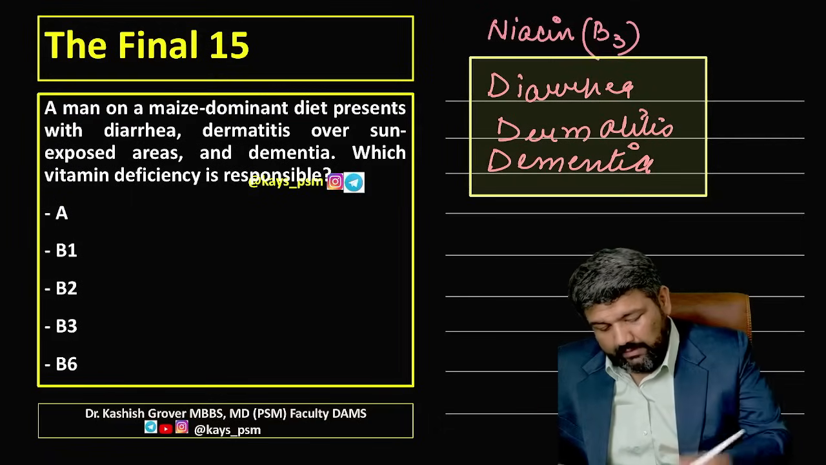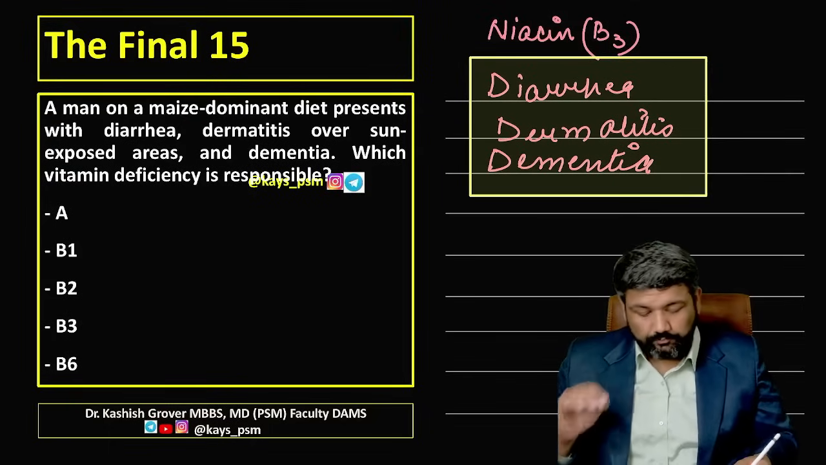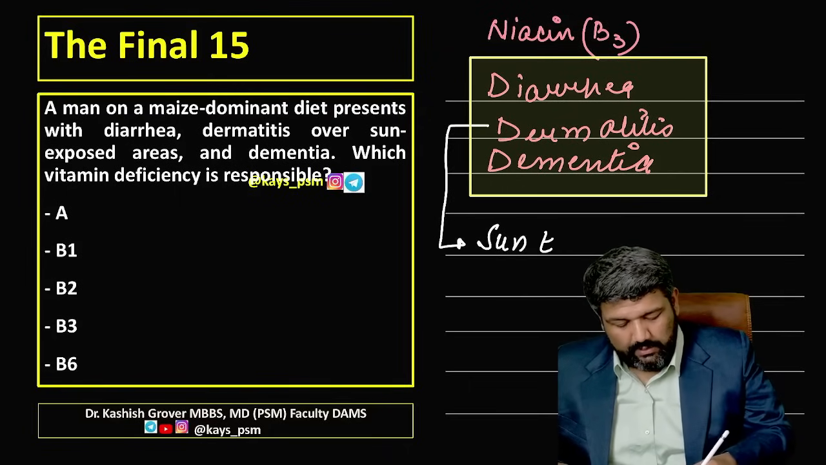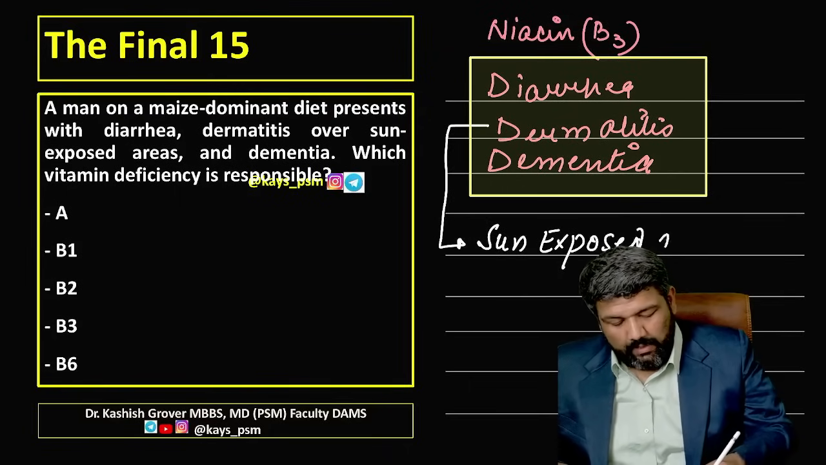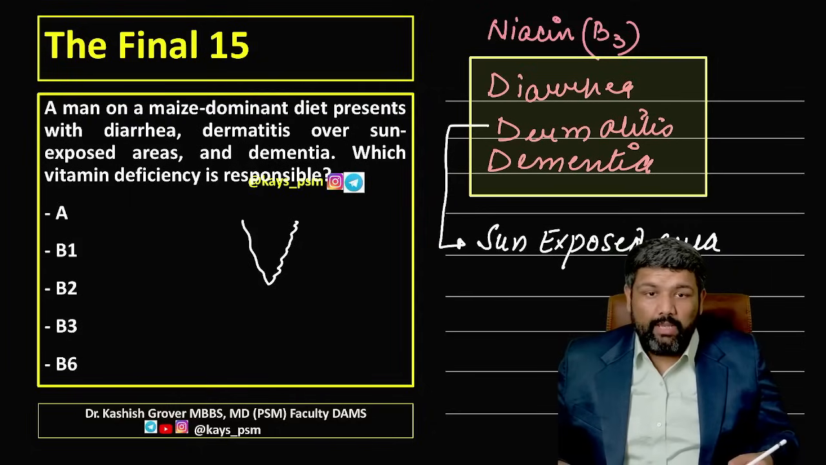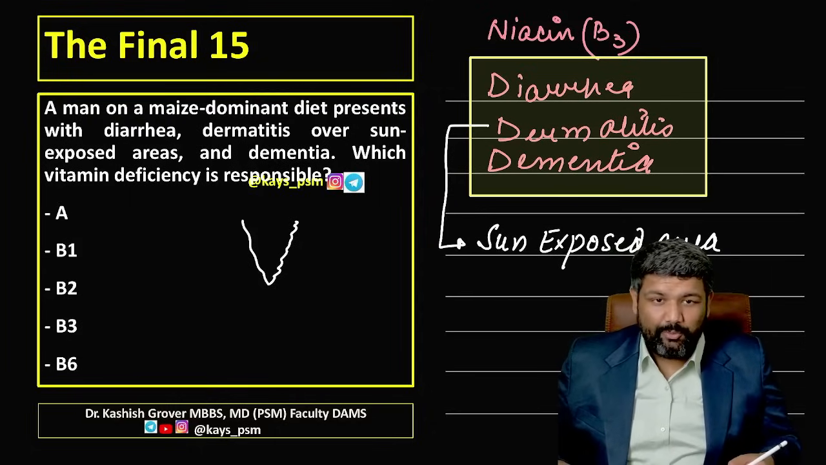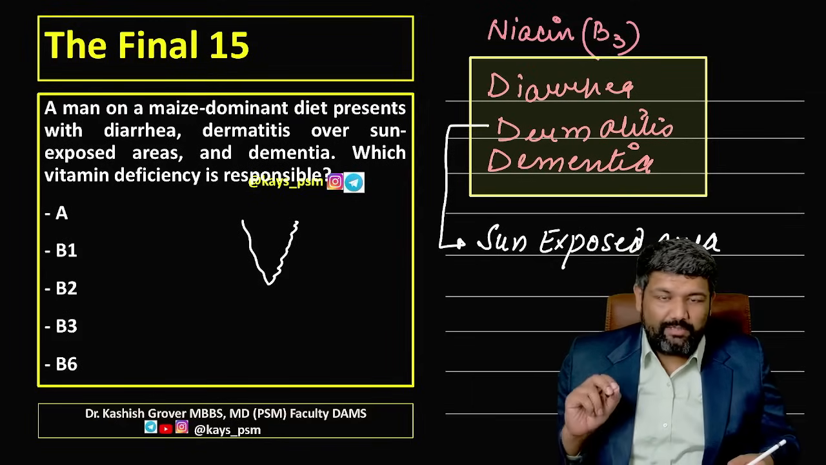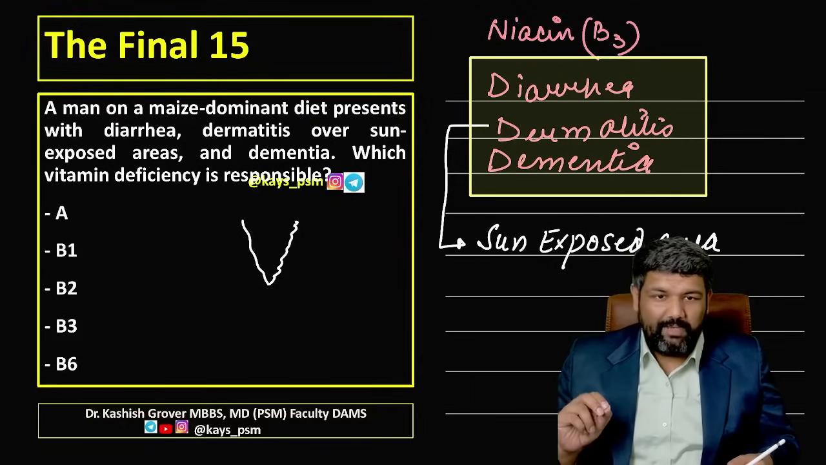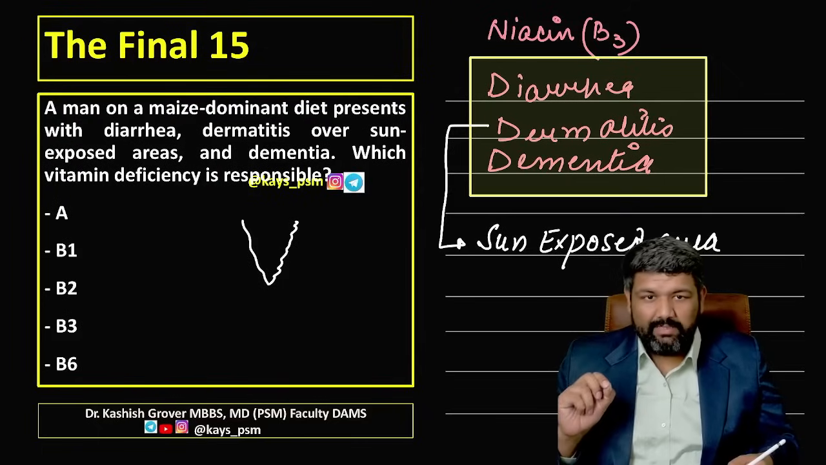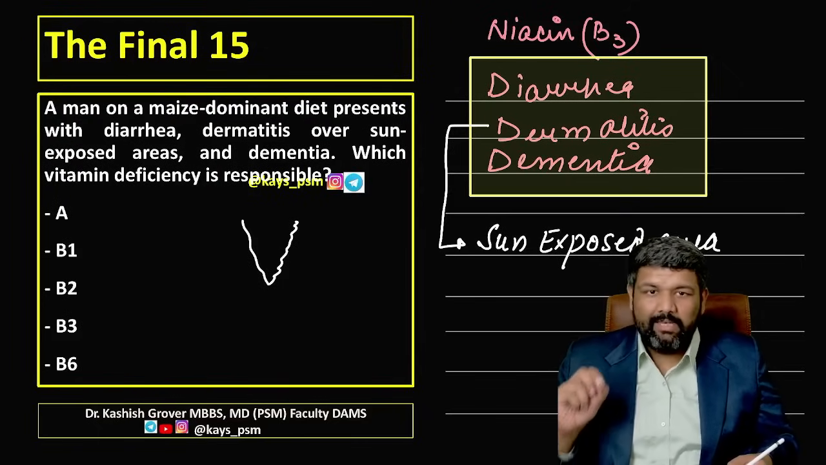Now, dermatitis is seen over sun exposed area. There is a typical pattern seen over the neck. Can you name that pattern in the chat box? So I have given you two homeworks till now. Number one is tell me the correct score out of 15 which you got today in the quiz. And second homework now: what is the classical pattern of the dermatitis seen over the sun exposed area in niacin deficiency?